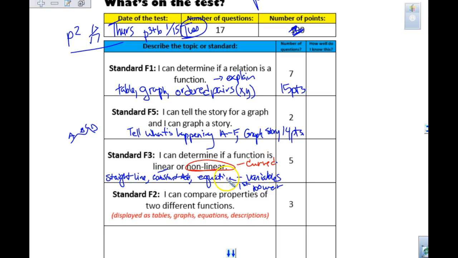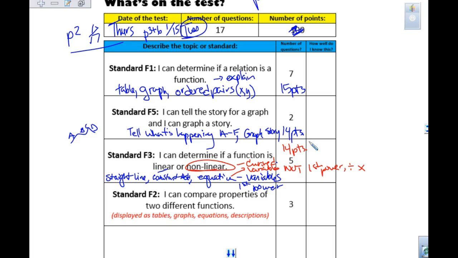And then if you are looking at your equation for nonlinear, you're going to have variables that are not to the first power. Or it might be division by x, right? Division by x. And so you can look back at your notes for when we talked about that. Of those 5 questions, this is going to be another 14 points. So some of them are worth more than others.